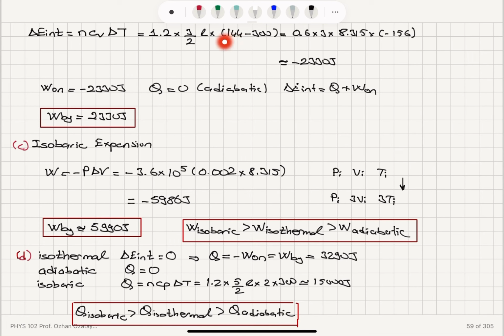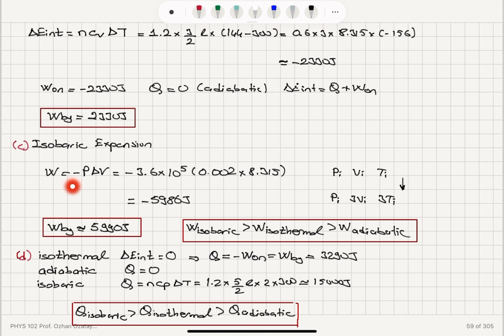Knowing the final temperature is 144, initial temperature is 300 Kelvin, and the internal energy change can always be calculated using an isovolumetric process with the same temperature change, because it's just a function of n and T, I obtain minus 2,330 joules, noting Cv is 3/2 R for monatomic gas. And Q is equal to 0, adiabatic process, therefore internal energy change is due to work done on the gas, which is minus, so by the gas will be plus 2,330 joules.